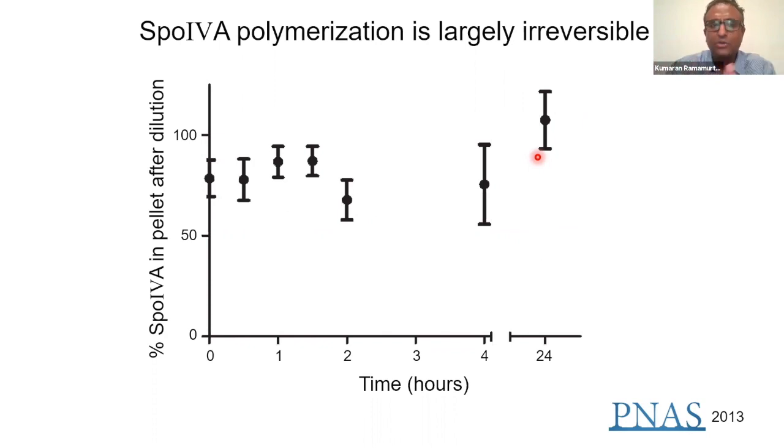And what this suggested to us is that once SpoVM polymerizes, it's largely irreversible. So it's not a dynamic polymer. Once it's polymerized, it stays polymerized. And this makes sense because this is forming the basement layer of that structure on the surface of the forespore, which is supposed to be very static.